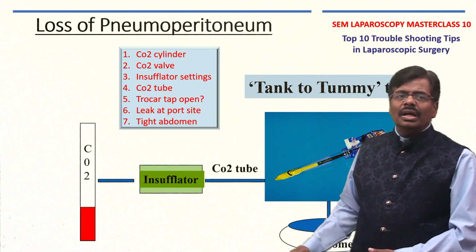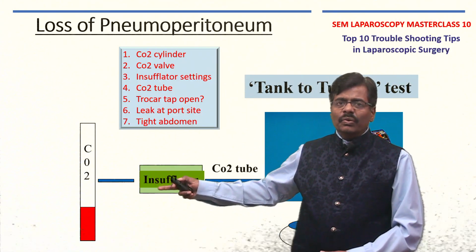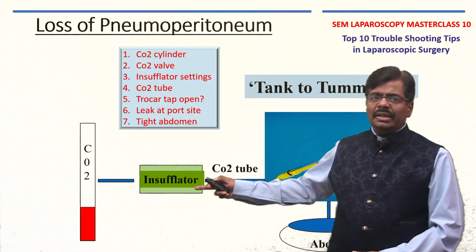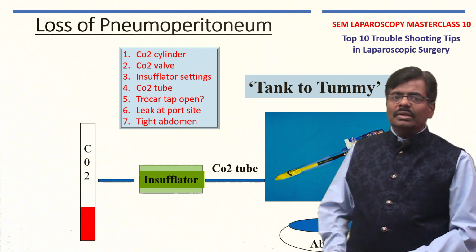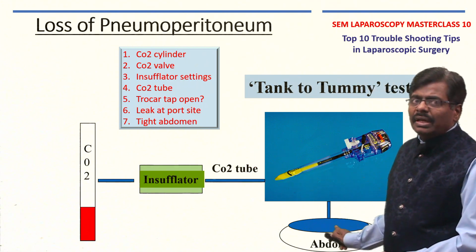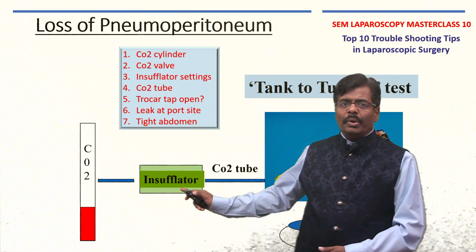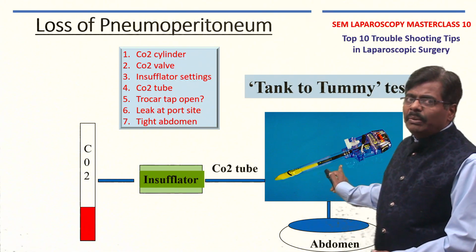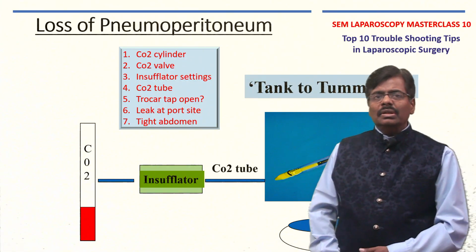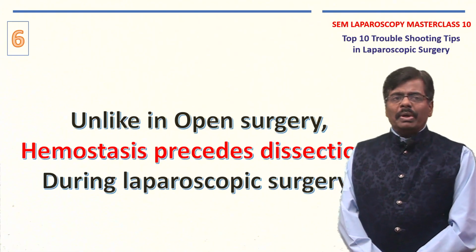What do you mean by that? The CO2 cylinder, from there the CO2 is coming to the insufflator, and from there through the tube it comes to the side port of the trocar and goes into the patient here. So, the problem may be an empty cylinder, insufflator low pressure, a leaking CO2 tube, a leak at the side port, or a tight abdominal muscle mass. All these things could be the reason. So, you need to rectify them one by one.